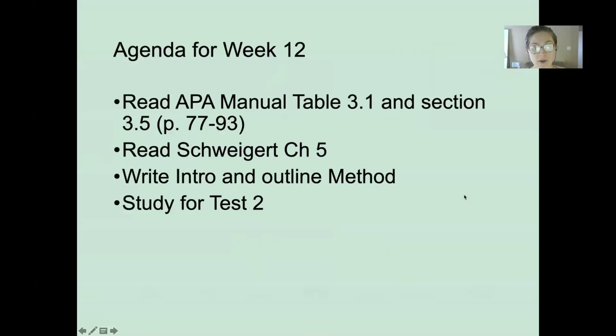So for this week, you need to read your APA manual, table 3.1 especially, but really that whole section 3.5. But if you need to go back and refer to anything, that table 3.1 has pretty much everything you need to know about what goes in any section of an APA style manuscript. You should read your Schweigert textbook, chapter 5, which is all about statistics as well. And this week, you're going to be writing your introduction based on feedback on the outline that I gave you and outlining your method section. And don't forget also to study for test 2 that's going to open up next week.